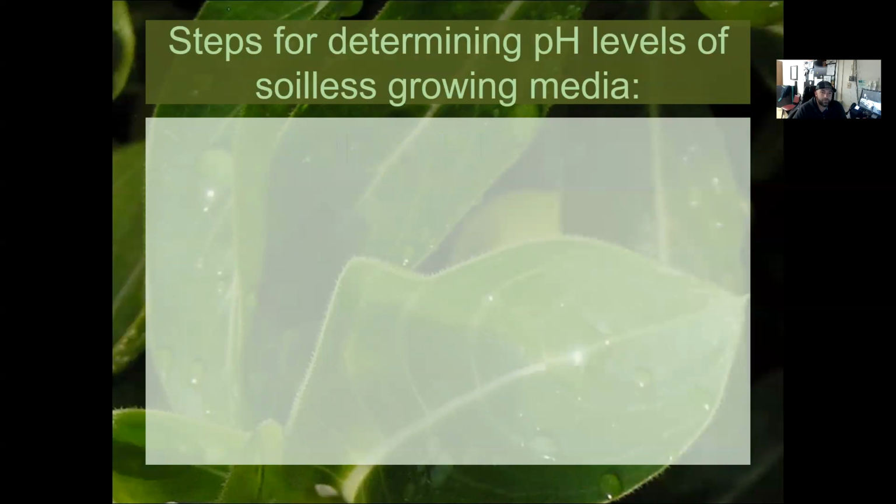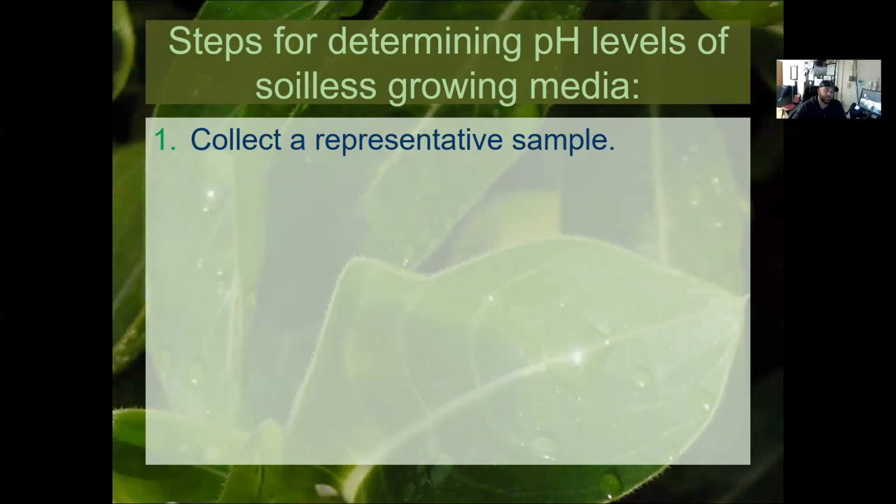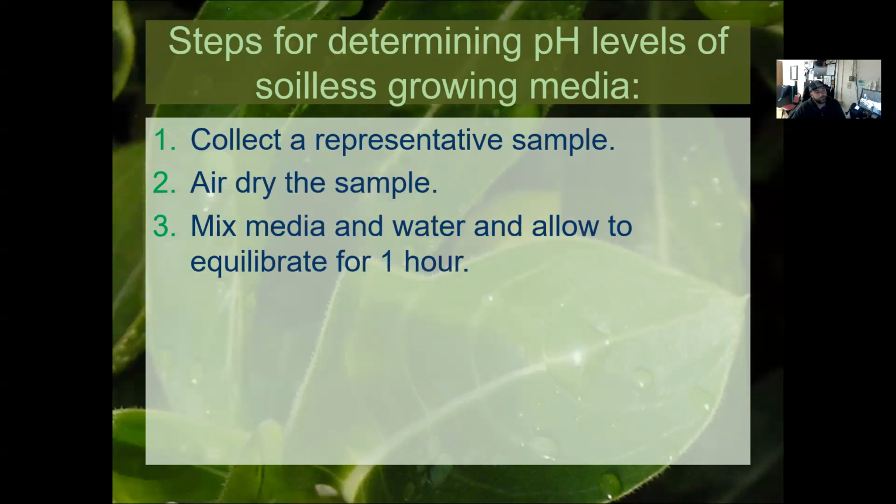So, steps for determining pH of soilless growing media. Some of the soilless growing that we do in class here would actually be from our hydroponic system. We also have a science class here that does aquaponics using aquatic life. So you guys would get a little bit of everything if you're in class here. You want to collect a representative sample, air dry that sample, and then mix media and water and allow that to equilibrate for about an hour, which means it's mixing together, and eventually you're going to be able to get your results from that test. If you have a slightly acidic soil, depending on what you're trying to grow, then you're probably in the right place.